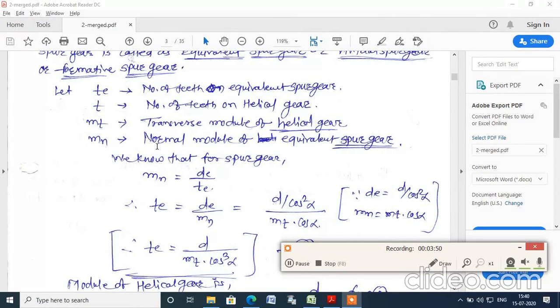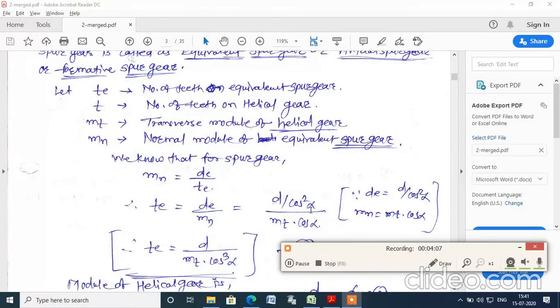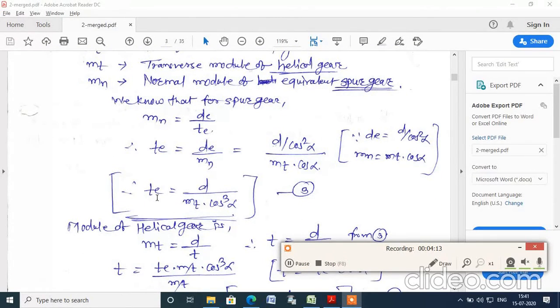So Mn is related to the equivalent spur gear. That's why it is the diameter of the equivalent spur gear divided by the number of teeth on the equivalent spur gear. So DE by TE. From this equation, we rearrange: TE is equal to DE by Mn. What is DE? Already we have calculated, D by cos square alpha. And what is Mn? Already we know, Mt into cos alpha. After putting this, we get TE is equal to D by Mt into cos cube alpha. So this is another equation we got.